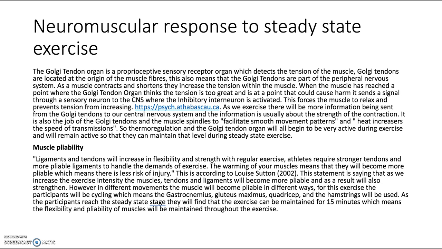However, in different movements, the muscle will become pliable in different ways. For this exercise, the participants will be cycling, which means the gastrocnemius, gluteus maximus, quadricep, and the hamstrings will be used. As the participants reach the steady stage, they will find that their exercise can be maintained for 15 minutes, which means the flexibility and pliability of muscles will be maintained throughout the exercise.